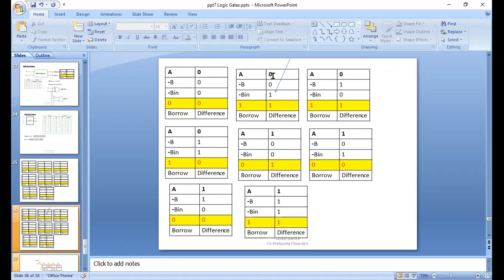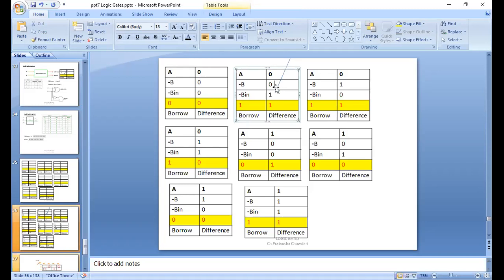Next case. A 0, B 0, Bin is equal to 1. When I subtract 0 minus 0, the result is 0, isn't it? And the difference is equal to 0 after subtracting A minus B. Then 0 minus 1. When you are performing 0 minus 1, you have to take a borrow. So the borrow bit becomes 1 in this case. So 1 comes over here, then this value will become 2. 2 minus 1, difference is equal to 1.